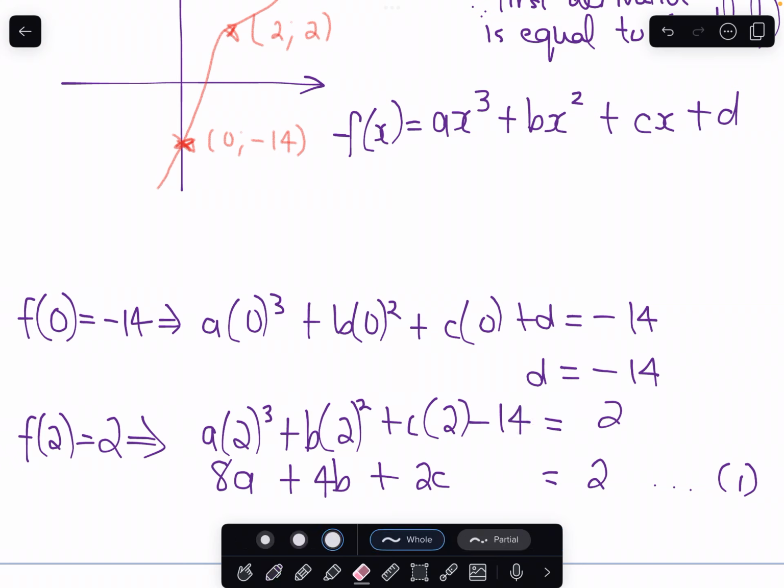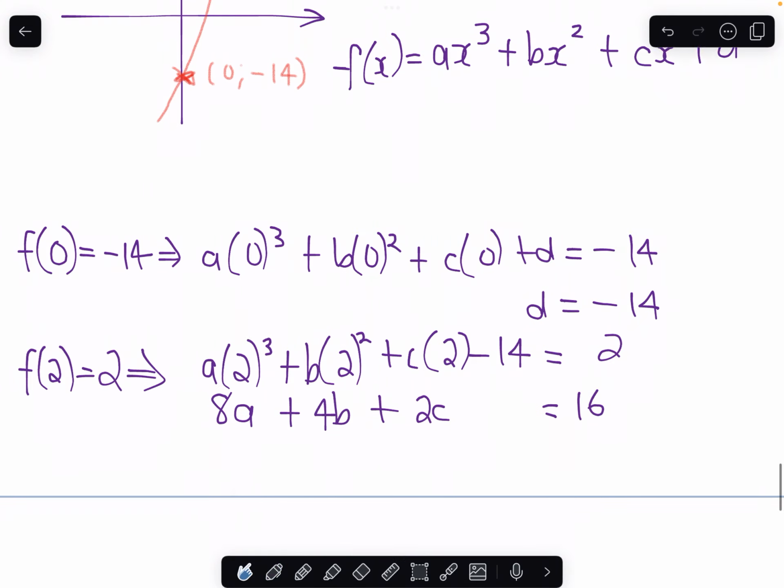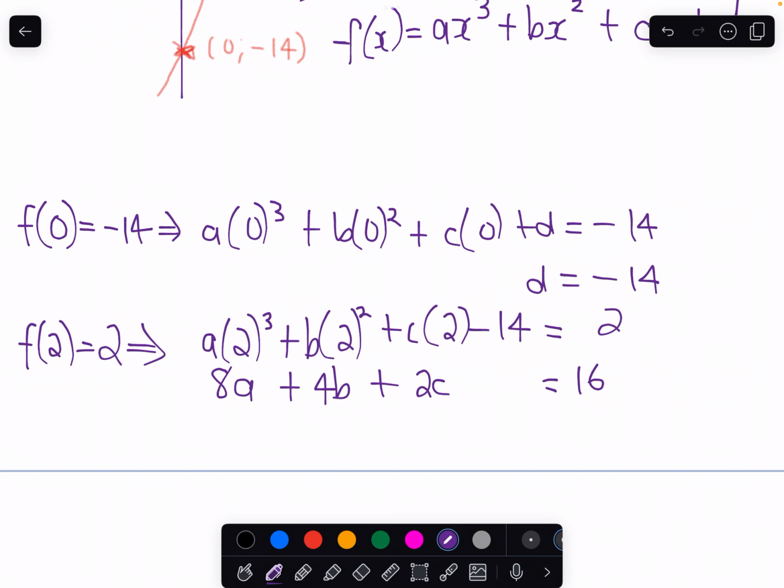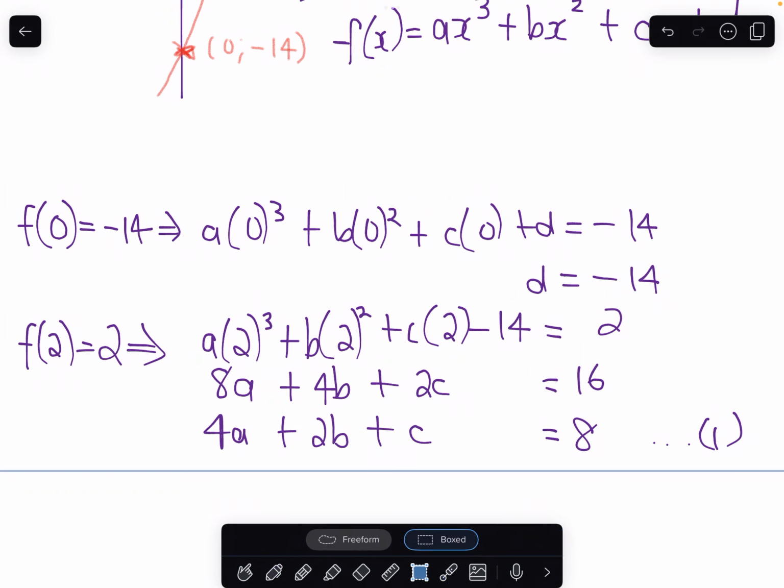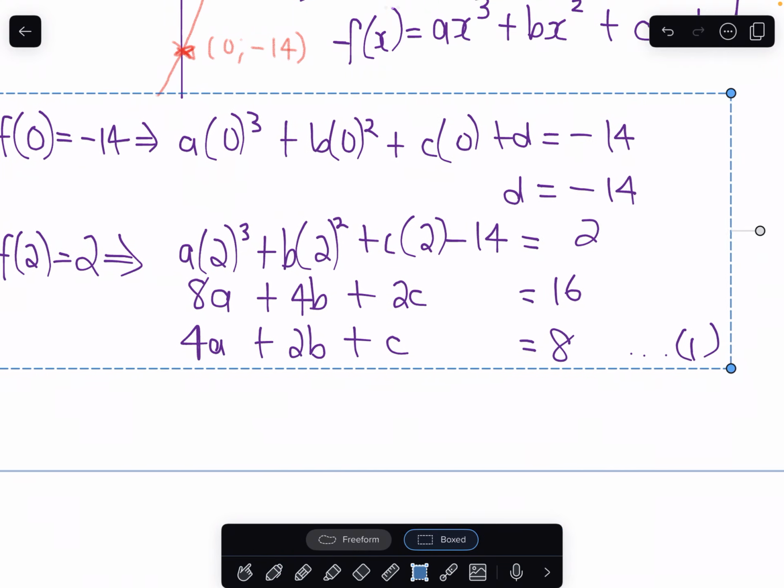And over here, this can become 2 plus 14, which is 16. And we can simplify that actually. Divide through by 2, and we have 4a plus 2b plus c is equal to 8. And that can be my first equation. Okay, right. Let's move this up.